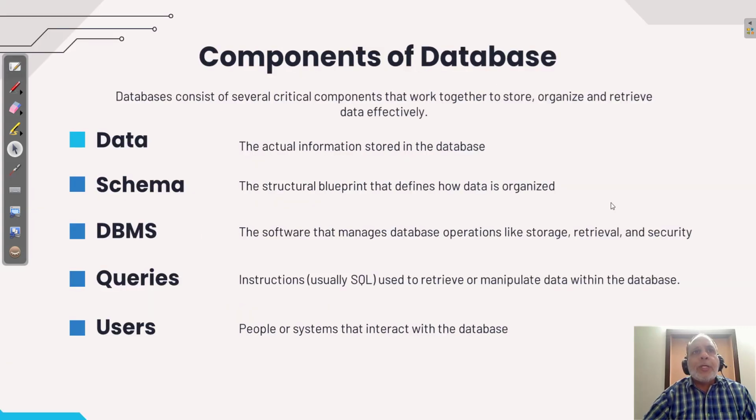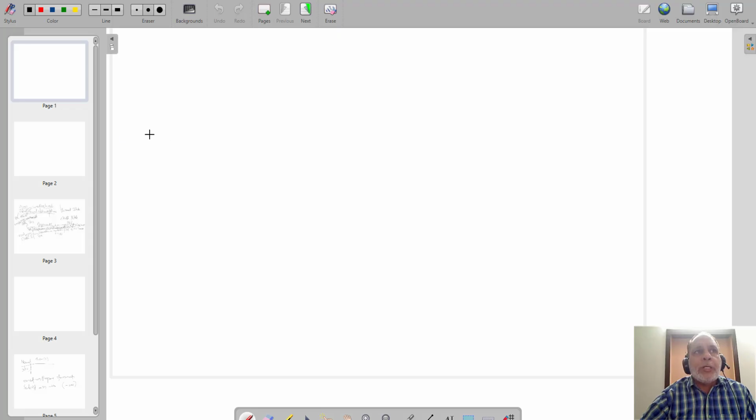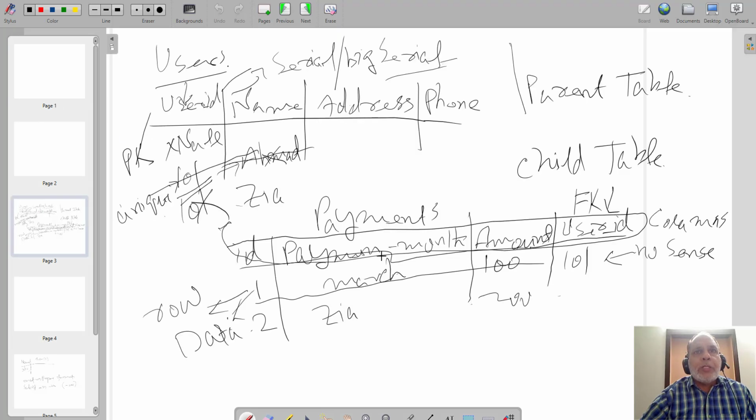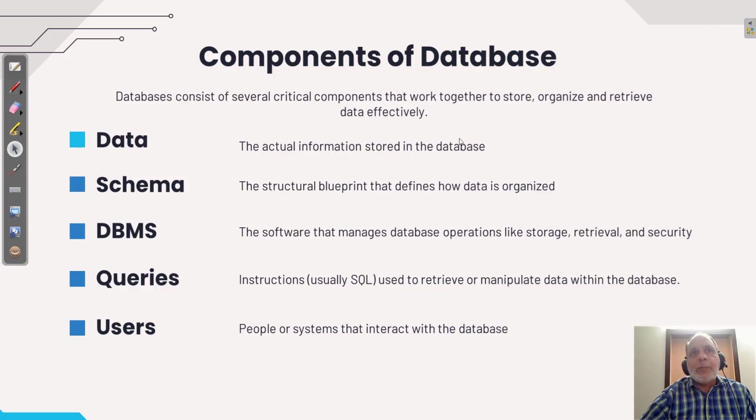Okay, components of the database. There are several critical components we will discuss, which the database comprises. The first one is data. The data information we have discussed, all the data we are saving, is the actual data. Here you can see in the users table and the payments table, all the data they contain we are saving in a database.